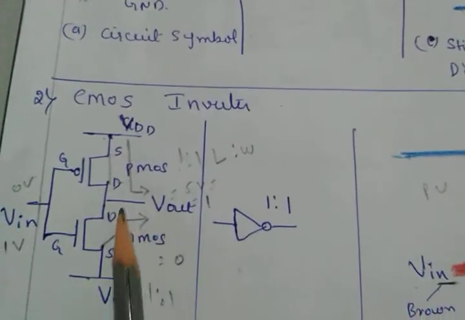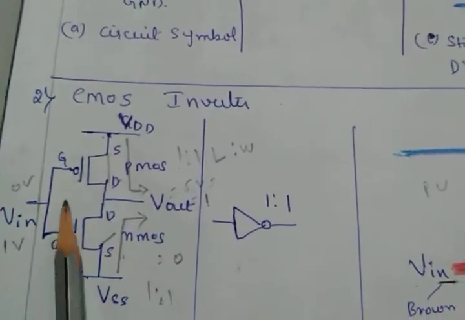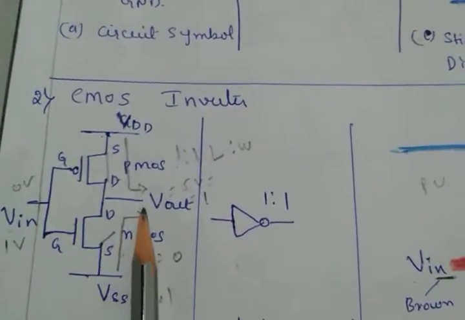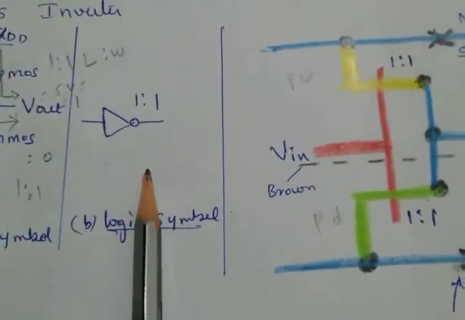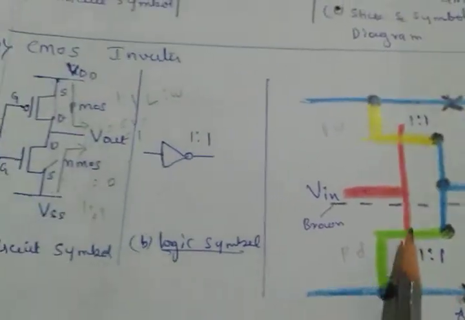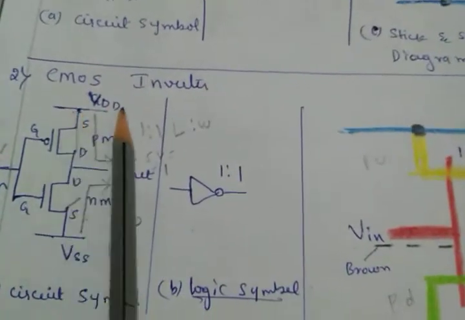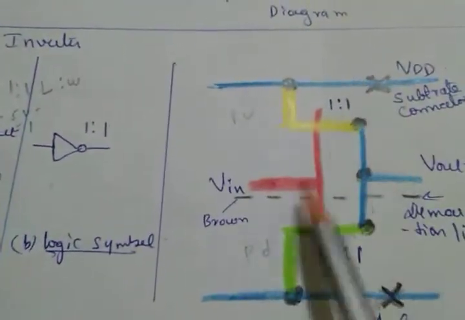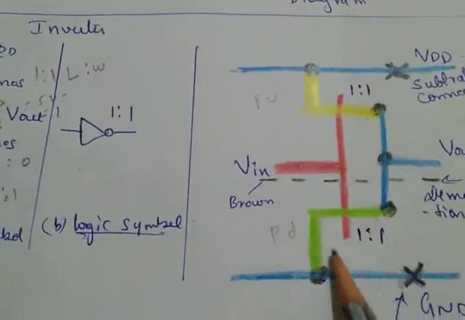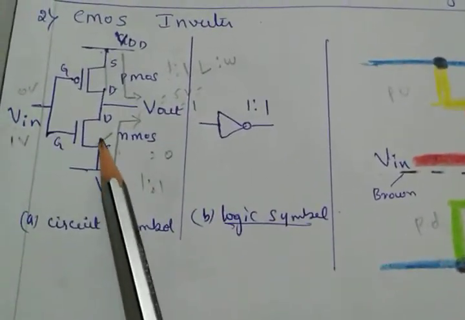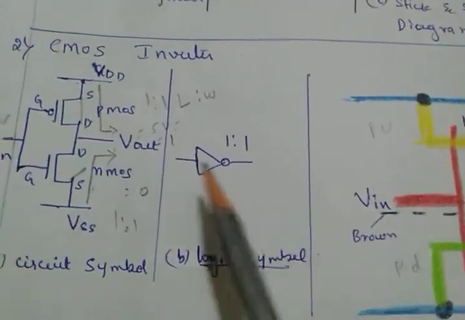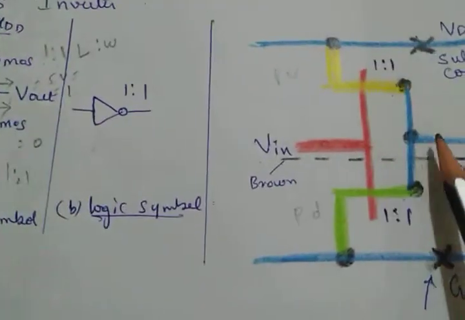So PMOS and nMOS, with the gates shorted together, and here I am giving the input and this is my output. This is the same inverter symbol as usual, and this is the stick diagram. See here, VDD is the blue line, this is the PMOS, which I'm considering as yellow, and this is the nMOS, which I'm considering as a green line, and the blue is the output.